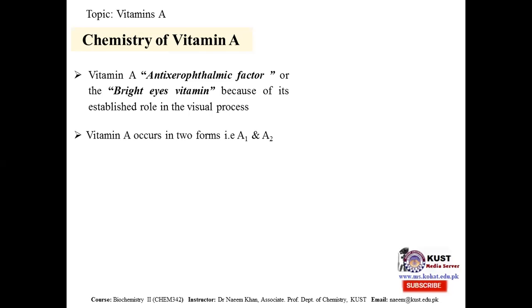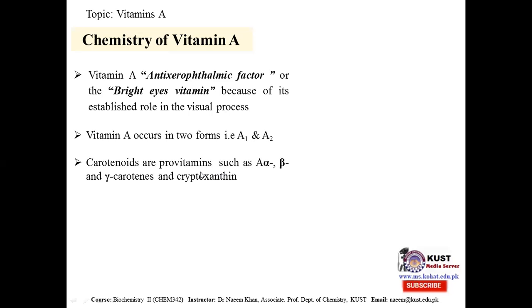Vitamin A basically occurs in two forms, designated vitamin A1 and vitamin A2. And carotenoids are known as provitamins of vitamin A, meaning carotenoids are the forms from which vitamin A is produced. Three carotenoids, alpha carotenoid, beta carotenoid, and gamma carotenoid, plus cryptoxanthin, are the provitamins of vitamin A.